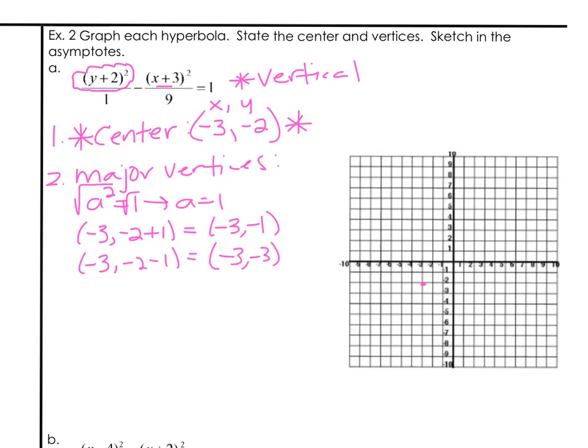So let's plot those points to see if they seem valid. If we go up 1, there's -3, -1. Kind of darken that in there, and then go down 1, -3, -3. And there you go. Those are your major vertices.